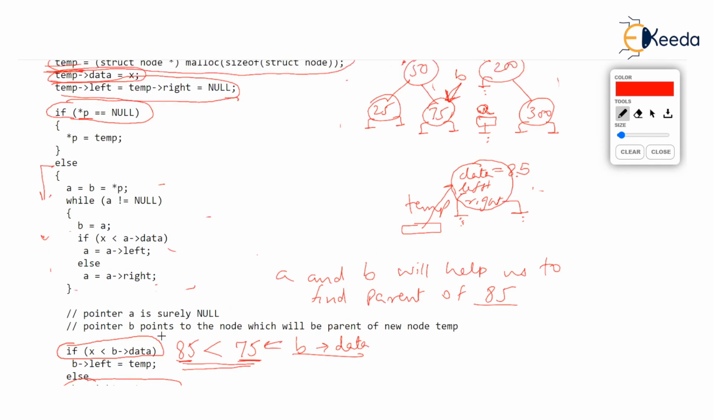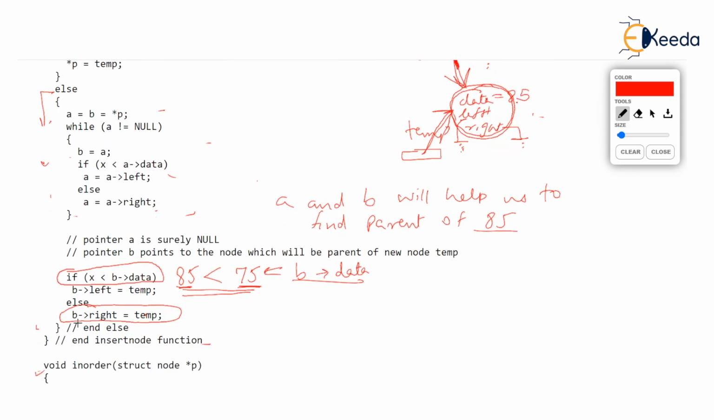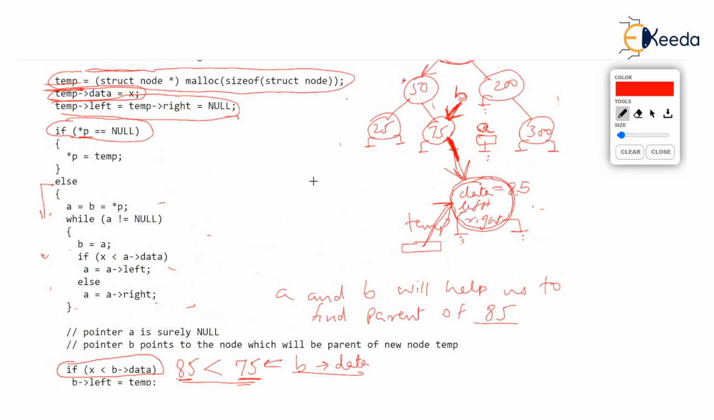Check this. B arrow right. This right I am talking about. B arrow right should become equal to temp. It means B arrow right should point wherever temp points. So B arrow right now stores the address of 85. I hope you got it. After the else ends, the insert ends. That's the way how we have located the place for 85. We first found that 75 should become the parent, and then we inserted 85.